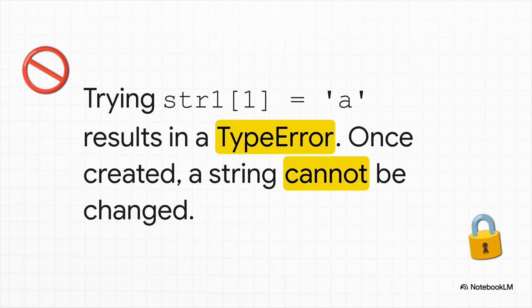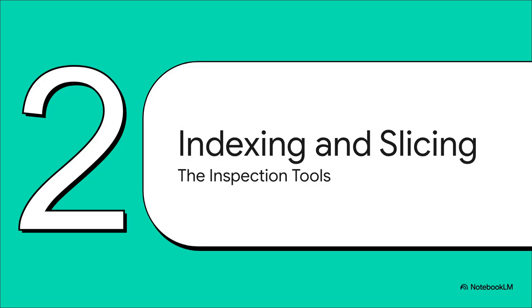And the answer is a hard no. If you even try it, Python will immediately stop you with this type error. And this brings us to one of the most important concepts about strings. They are immutable. That's a fancy word that just means once you create a string, you can't change it. Ever. If you want to change it, you actually have to create a whole new string. Okay, so if we can't change strings, how in the world do we work with them?